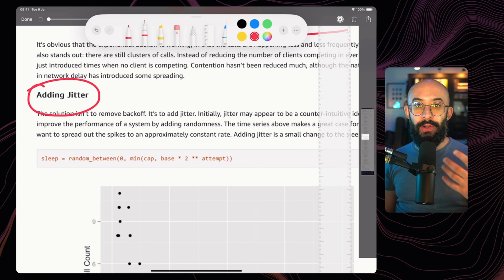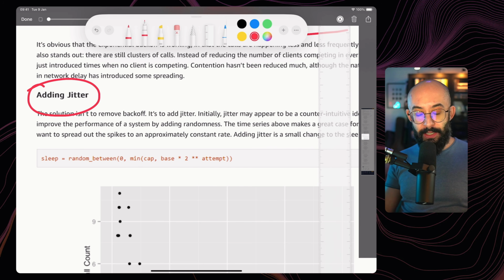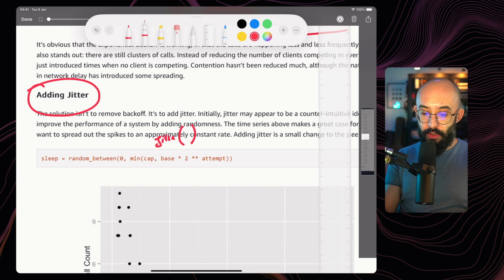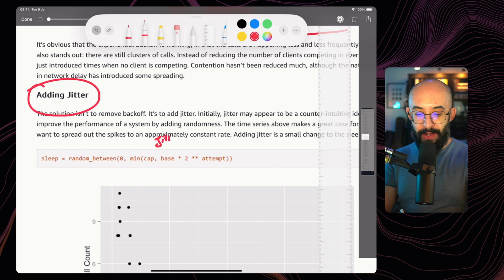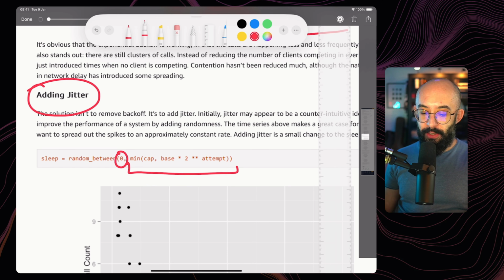Jitter is, again, a randomization. You can add jitter in many different ways. You can add jitter by, for example, coming up with a random value between two figures, and then you could multiply that, for example, by the base, multiplied by 2 to the power attempt, or you could do what they have done here, which is to calculate a random value between 0 and their previous formula, basically.